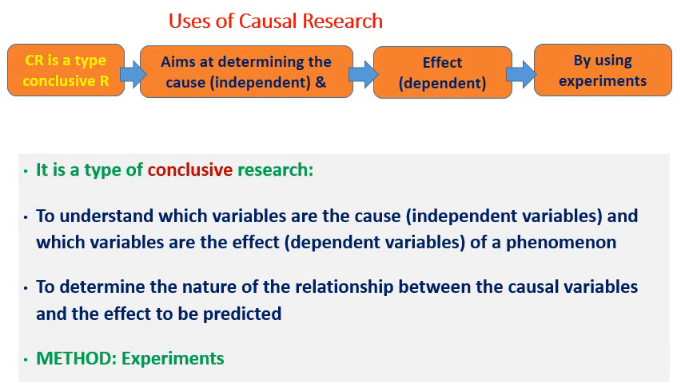Uses of causal research. Causal research is a type of conclusive research that aims at determining the cause, which is the independent factor, and the effect, which is the dependent variable, by using experiment. Here we'll give two examples. Number one, increased advertising campaign leads to increased market share. In this example, increased advertising campaign is the cause or the independent variable. Increased market share is the effect or the dependent factor.